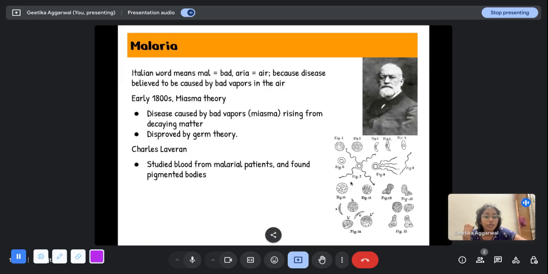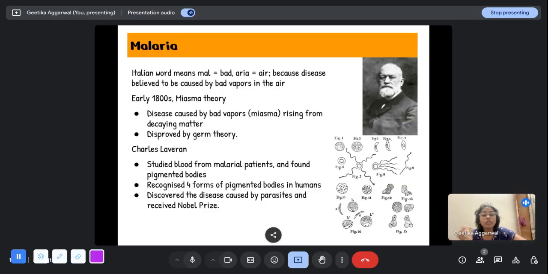These little dots that are present inside. And these different forms, some of these, like figure 7, figure 8, even have these filaments. So he recognized four different forms of these pigmented bodies in humans. And then he was the one who discovered that malaria is being caused by parasites. These are parasites, the different figures seen in this image. So malaria is being caused by parasites, and he received a Nobel Prize for his discovery.